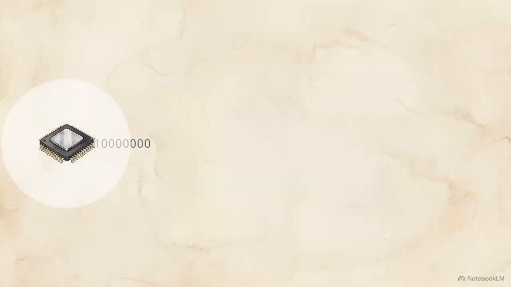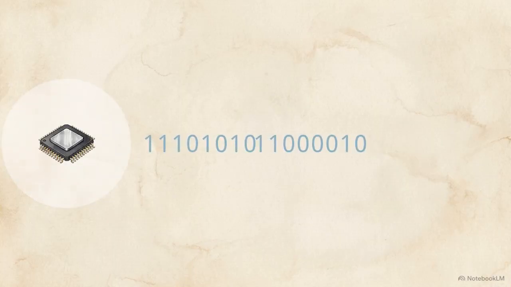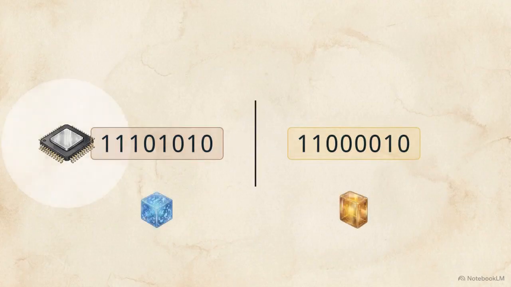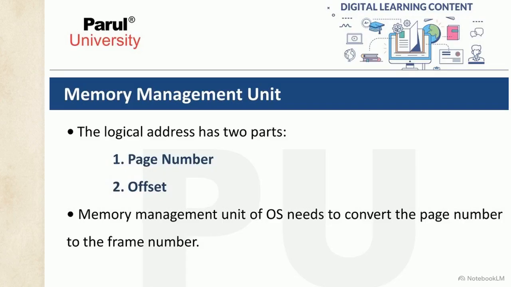Let's trace the exact journey of a single memory access request generated by the CPU. Out of millions of instructions, we isolate one specific logical address. This address is not a single coordinate. It is a compound structure, split into two distinct parts. As detailed here, the first segment is the page number. This mathematically represents the specific logical chunk of memory the CPU requires. The second segment is the offset. This represents the exact byte location nested deeply within that specific page chunk.